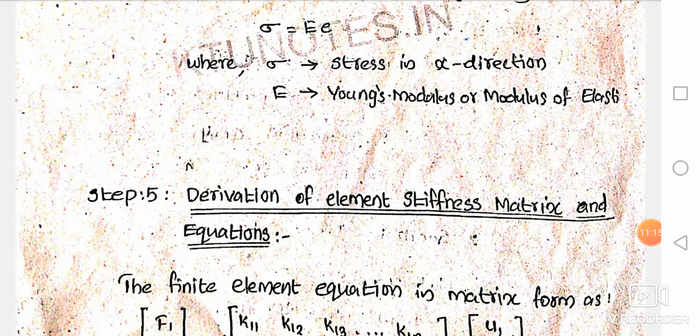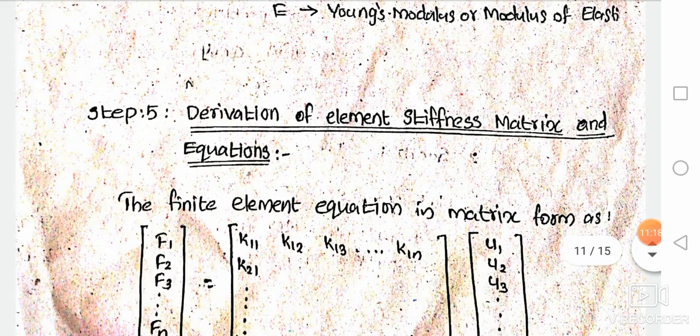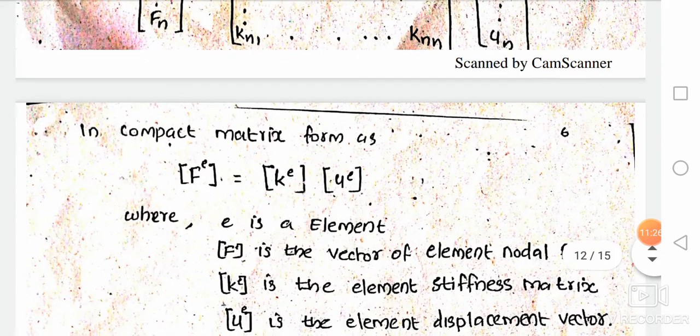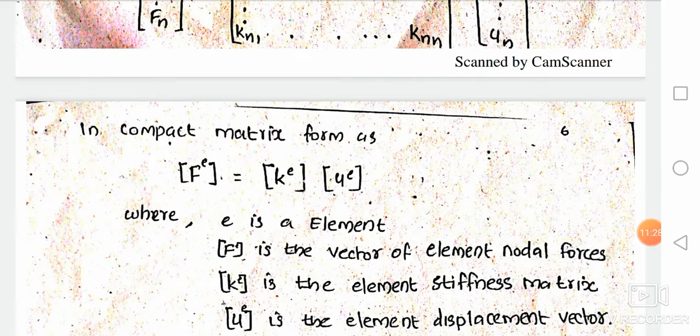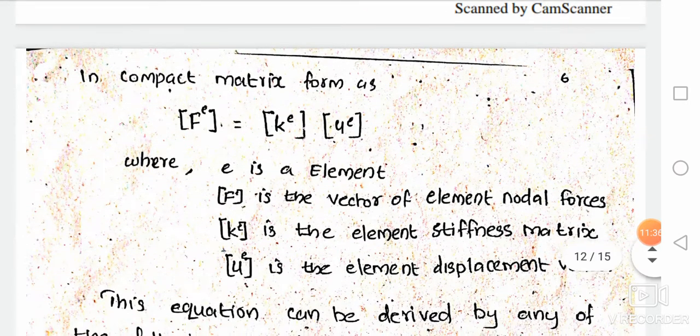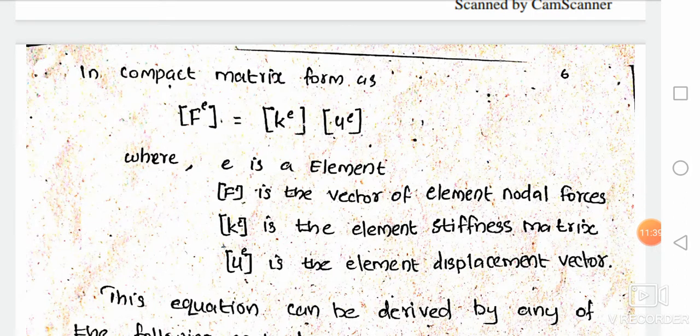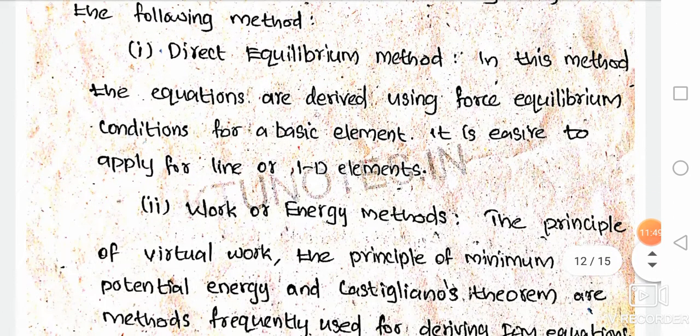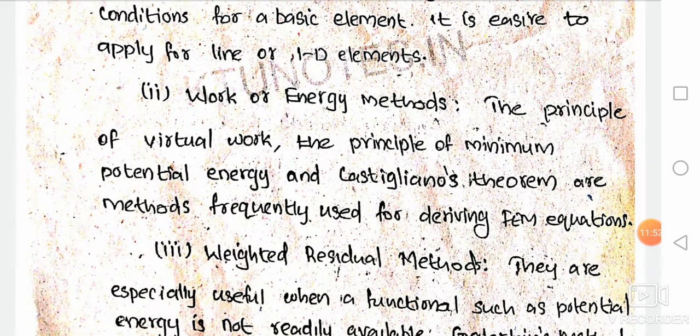Next step is derivation of the element stiffness matrix. Specify the element stiffness matrix, that is F is equal to K into U. F denotes element nodal force, which is equal to element stiffness matrix into element displacement vector. We get the element stiffness matrix from three methods. First one is direct equilibrium method, second one is work energy method, third one is weighted residual method.